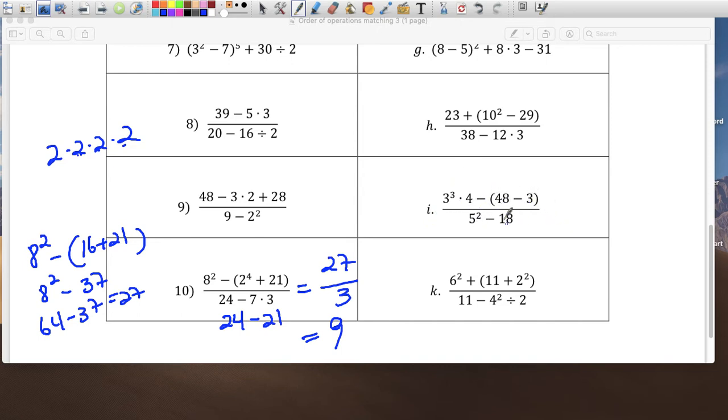So at the bottom, let's do the bottom first. 5 squared is 25 minus 18. So the whole bottom is super easy. 25 minus 18 just equals 7.